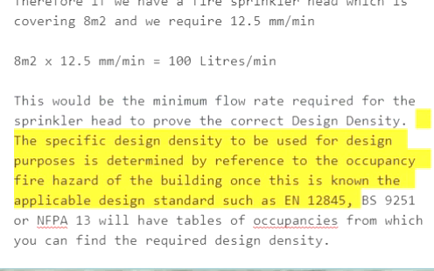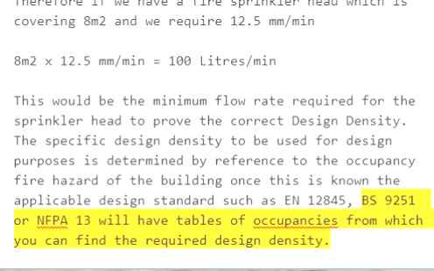The specific design density to be used for design purposes is determined by reference to the occupancy fire hazard of the building. Once this is known, the applicable design standards such as EN 12845, BS 9251 or NFPA 13 will have tables of occupancies from which you can find the required design density.